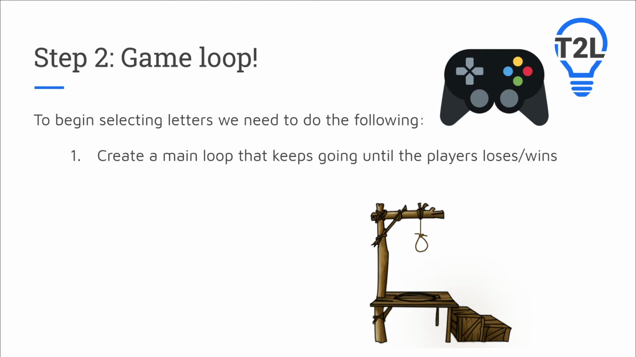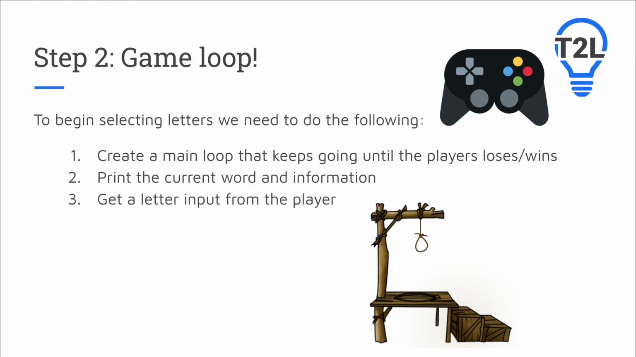Exactly. You can put conditionals inside of while. So after we get the loop, we just want to print the current word and information so the player knows what they're doing. Then we want to get the letter input, like you were saying earlier, from the player. And then we just want to determine if the input's correct. So let's go ahead and start.